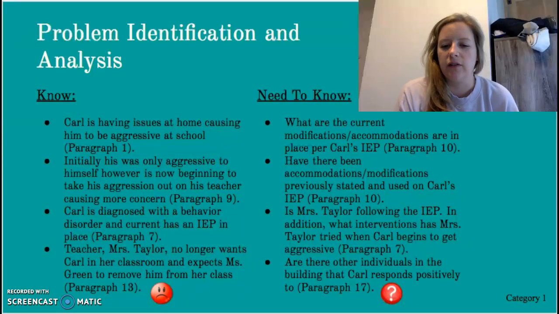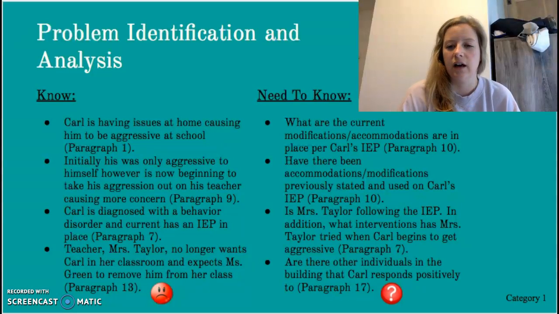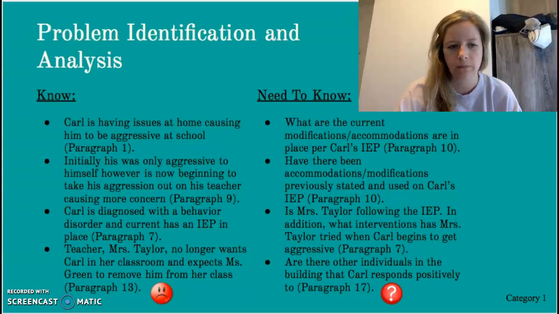I need to know what the current modifications and accommodations are for Carl per his IEP, as well as any accommodations or modifications that they've previously tried in light of the IEP that's in place. Ms. Taylor needs to be following the IEP, so I need to follow up with documentation of what she has tried, how it has turned out, and things of that nature. As well as, are there any other individuals that Carl responds positively or negatively to that can corroborate what Ms. Taylor is saying? Carl is a very unique situation because he is perfectly academically capable. It's just his behavior is preventing him from being the best student he can be.